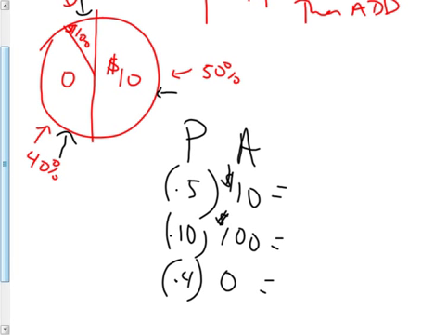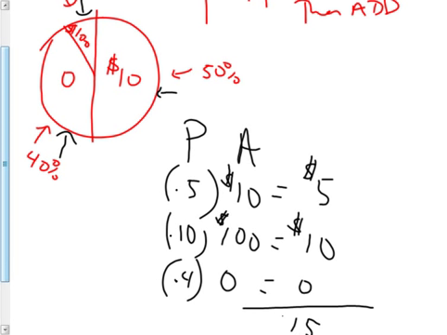So I add them all up now. Or I got to multiply first, actually. 0.5 times 10 is 5 bucks. That's 10 bucks. And that's nothing. Add them all up, 15 bucks. It's worth $15 to play. So what's the expected value? $15. What happens if you pay $15 to play? Then your expected value is 0.